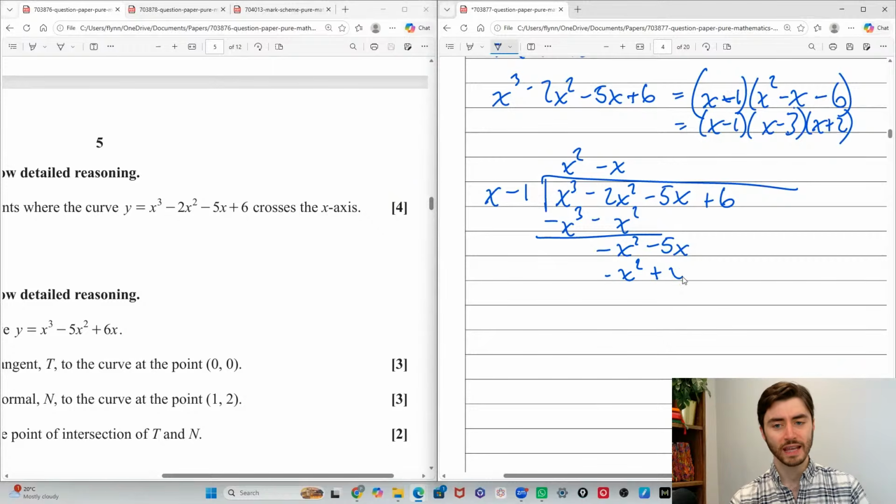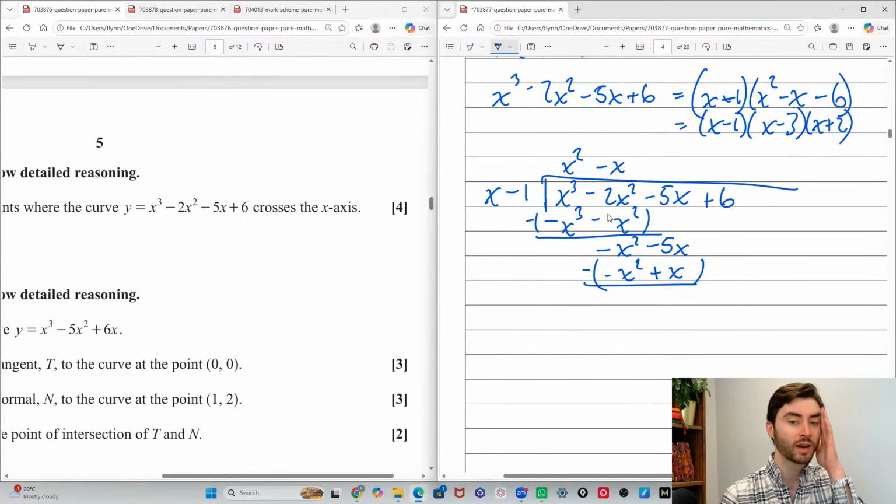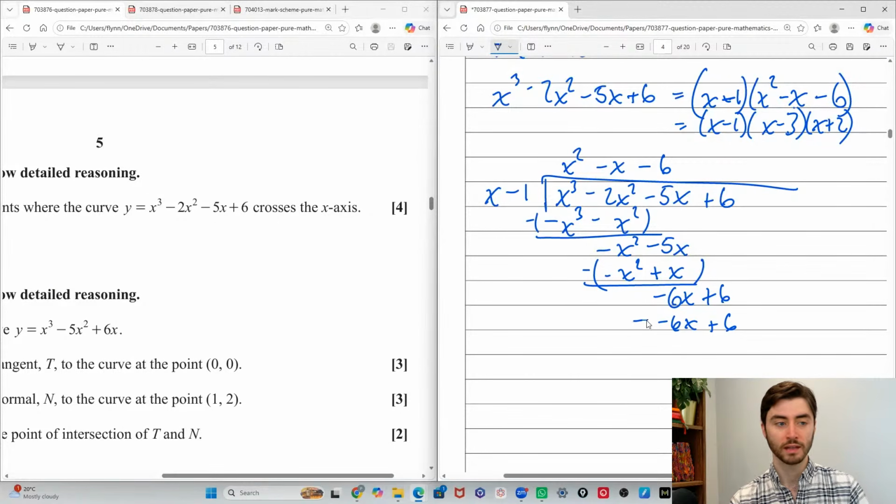A big issue people have with this technique is remembering the sign errors. So that's negative, negative, which turns that into a plus. So that becomes minus 2x squared plus x squared, giving you this minus x squared. A lot of people would turn that into minus 3x squared. Do not be that person. So similarly here, minus turns that into minus 6x plus 6. So minus 6x plus 6, and that subtracts for 0. Cool. So that's another way you could have got the x squared minus x minus 6, and then you fully factorize.